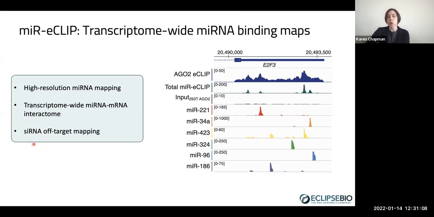We can also use the same methodology to map siRNA-mRNA interactions. As you can imagine, typically with an siRNA, you're really targeting that toward a specific transcript with the intent of knocking it down. But this type of methodology, where you're able to look at the whole transcriptome, can effectively map all of those off-target effects of these siRNAs. And so we think that's going to be a really interesting application of this methodology.